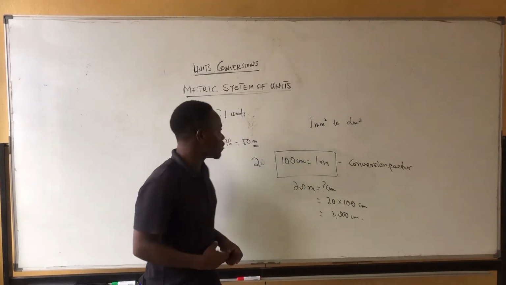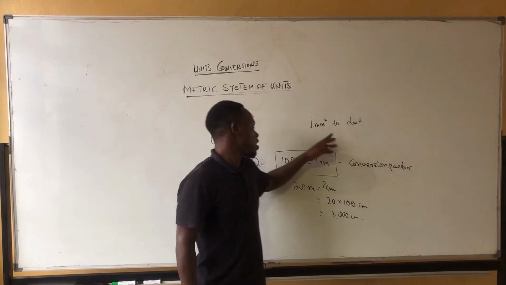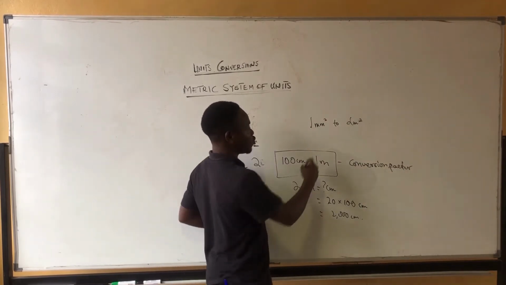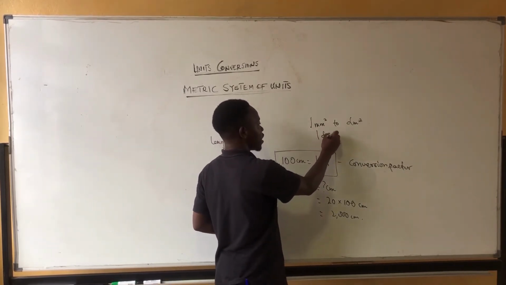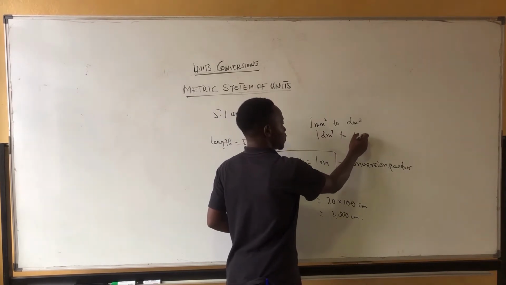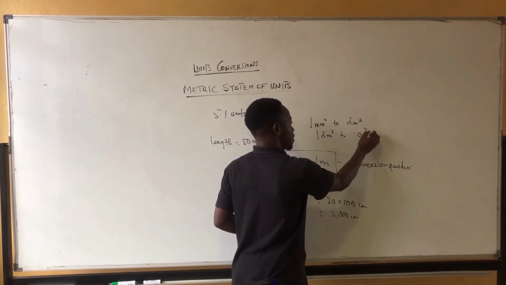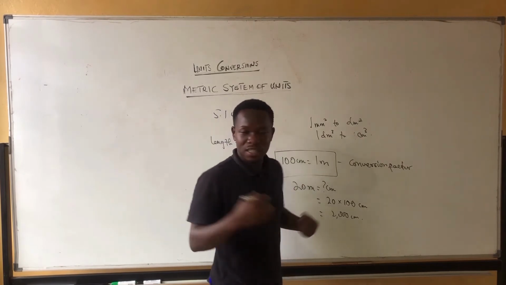Even if you knew the conversion factor between millimeters and decimeters, how about I square it? Or how about I cube it? I say convert 1 decimeter cube to centimeter cube. How do you do this? Or how do you even do the one that has several units?